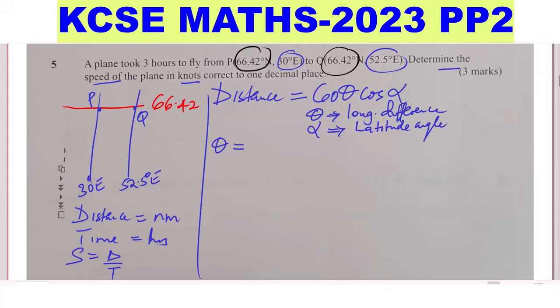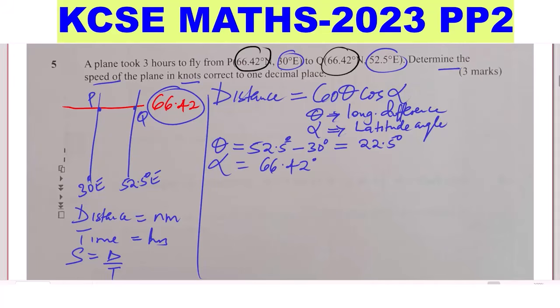So to get the difference, you subtract. 52.5 degrees minus 30 degrees will give 22.5 degrees. The latitude angle, alpha, is given by the latitude along which both of them are located, which is 66.42.